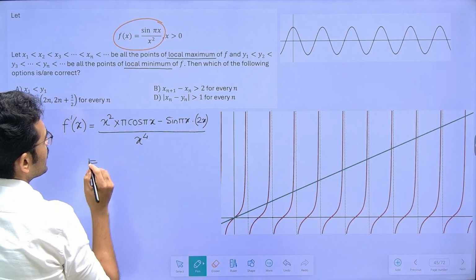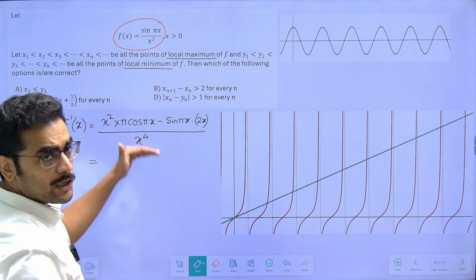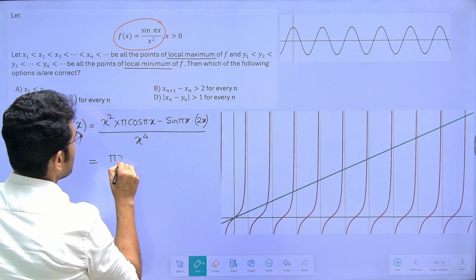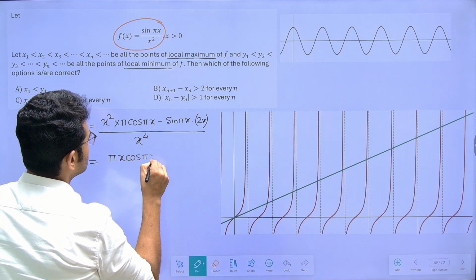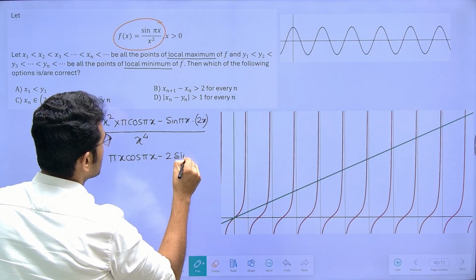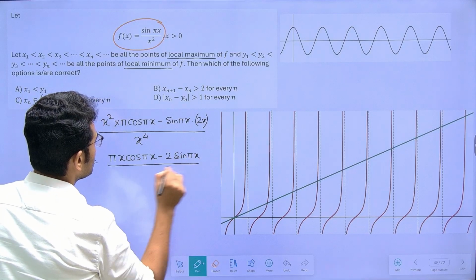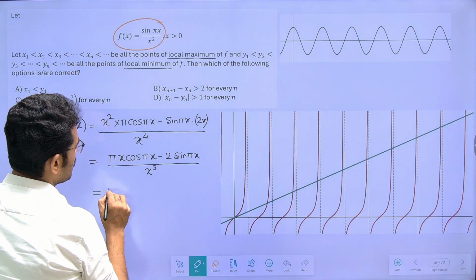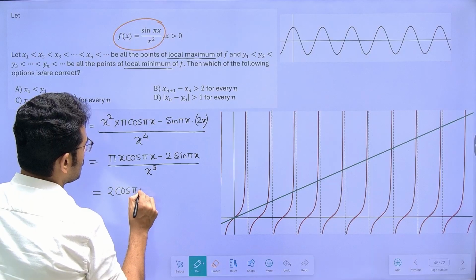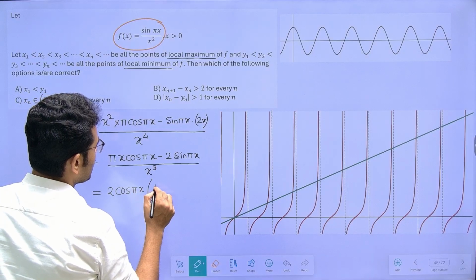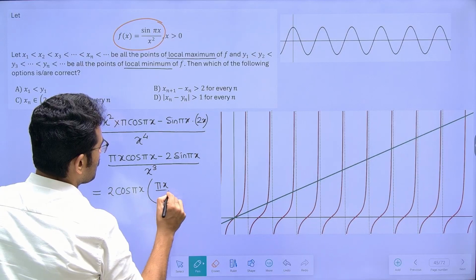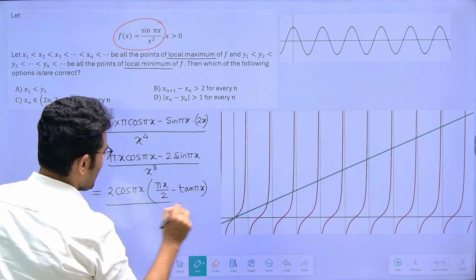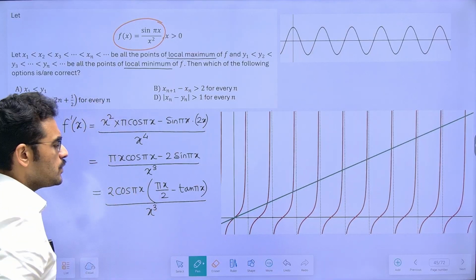So clearly you can see that I can cancel out one x from numerator and denominator because x is positive, x cannot be 0. So it will become πx cos(πx) minus 2 sin(πx), divided by x³. And in the numerator, if you simplify, if I take 2 cos(πx) common, then it is going to be equal to (πx/2 minus tan(πx)) divided by x³. Okay, so this is the derivative.